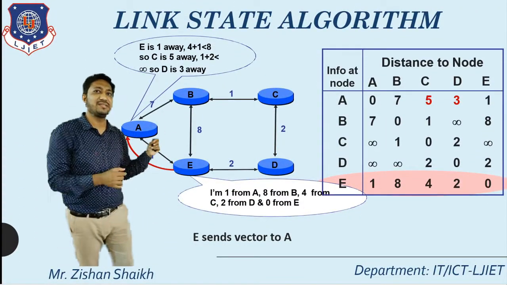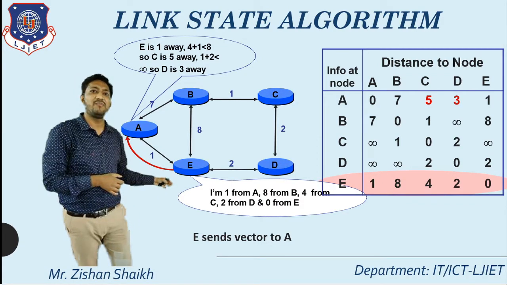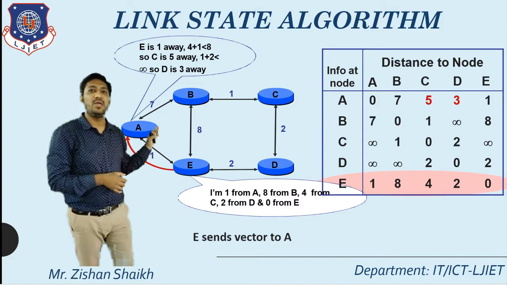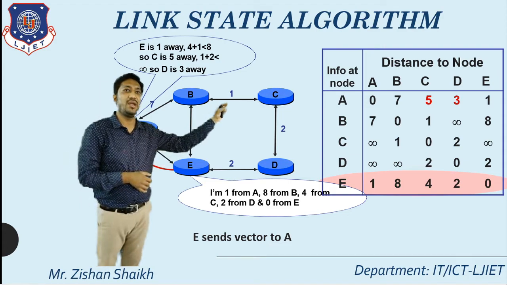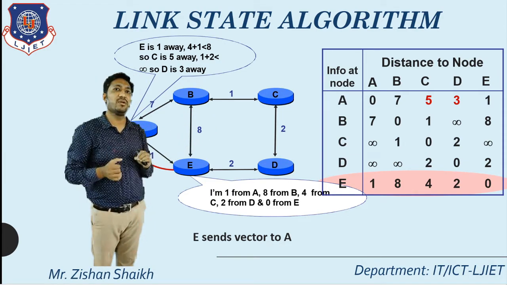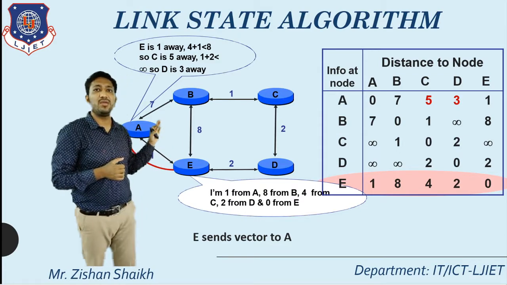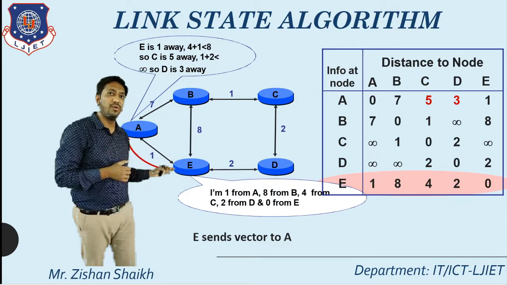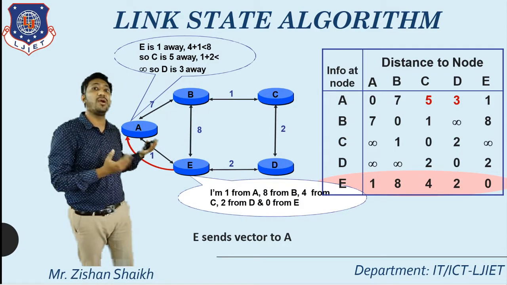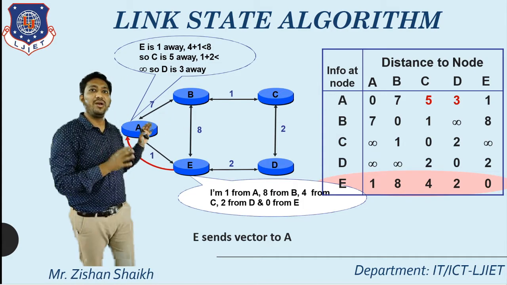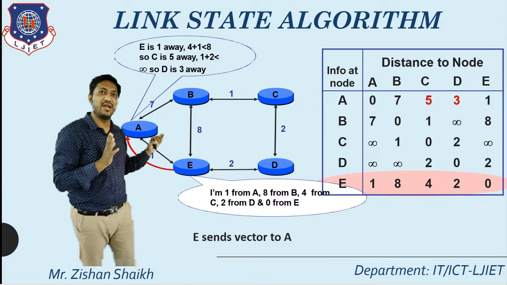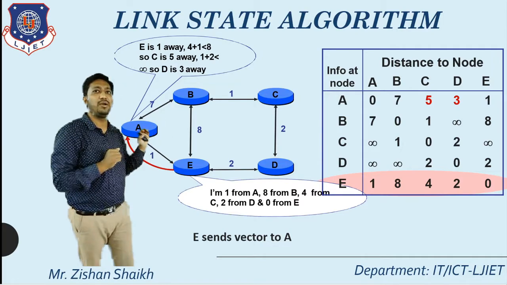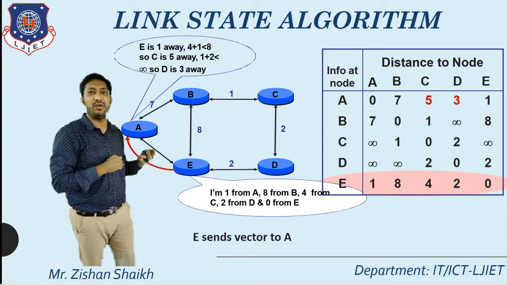Now, let's take another example. E is sending the vector to A here. We already know that from A, C cannot be reached directly. But just before, A updated the data value: A can reach C by 8. Now when E shares its data with A, what happens? Let's calculate. In the previous slide we saw that A to C is 8 data values, because we already shared this table. Now E is sharing its data value here.